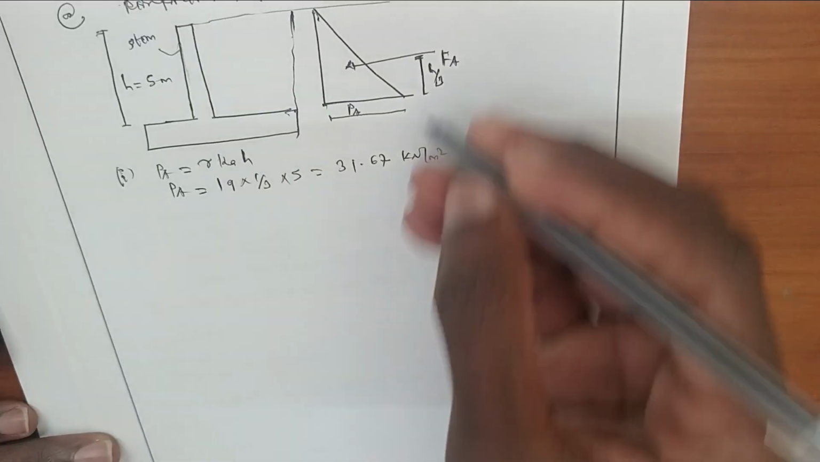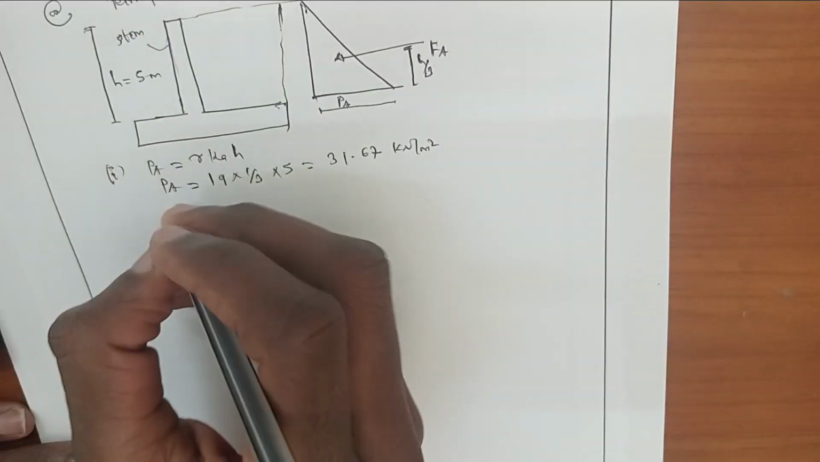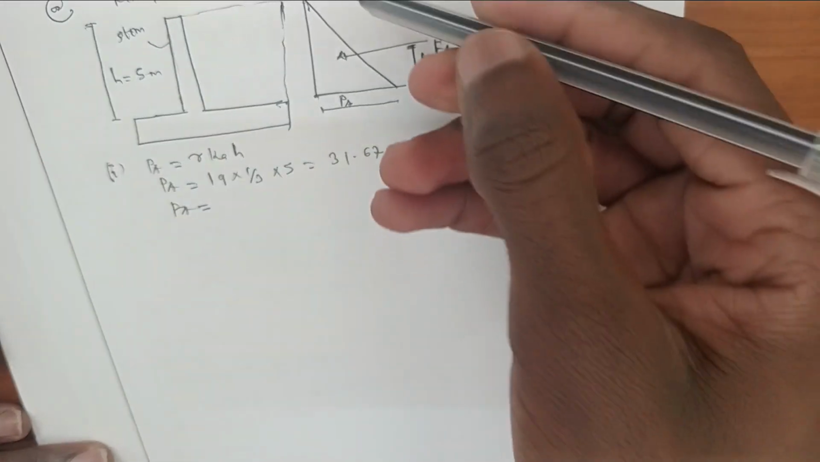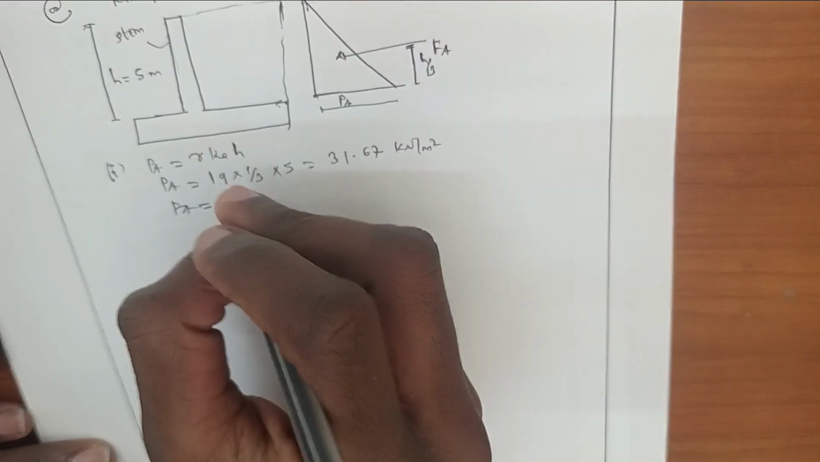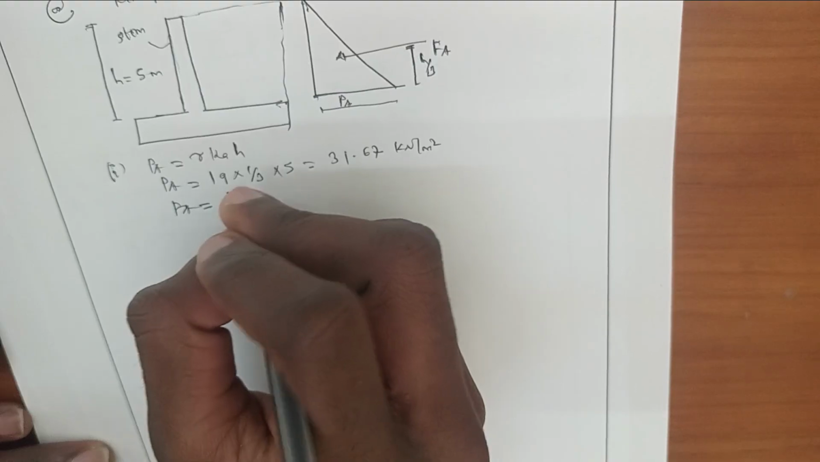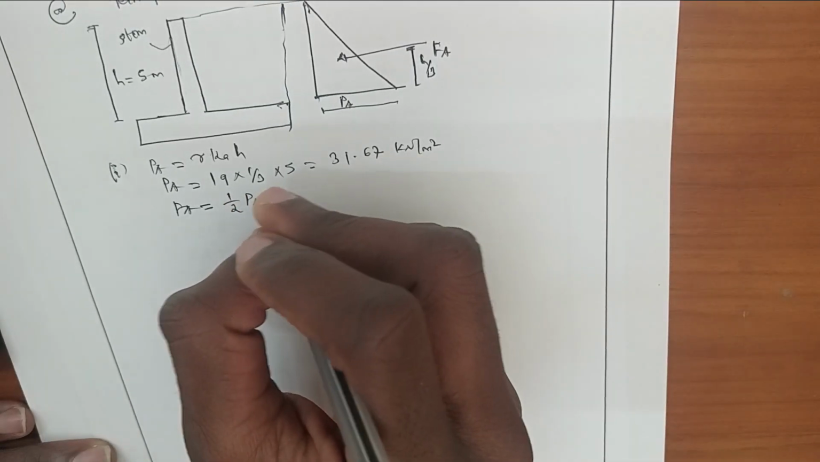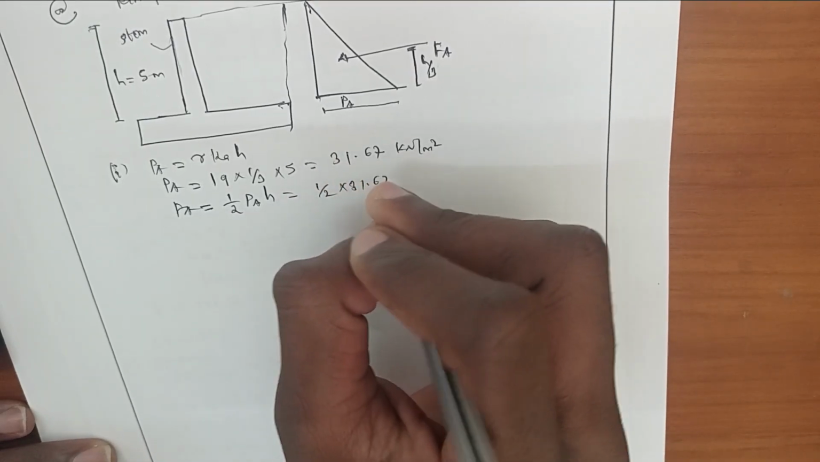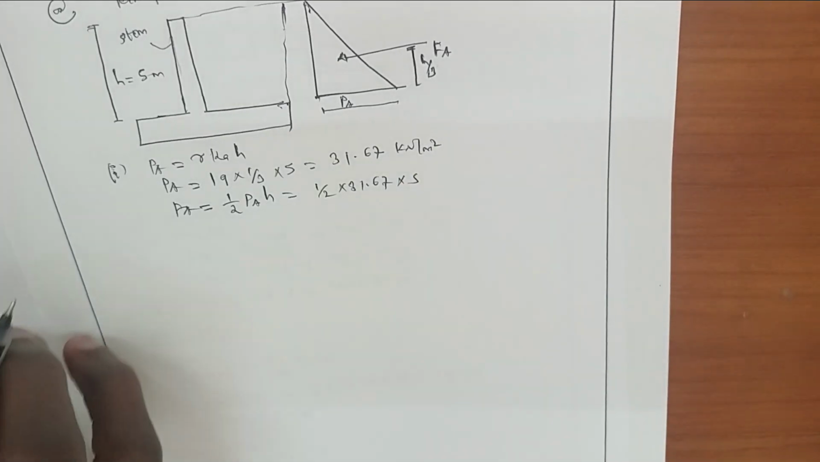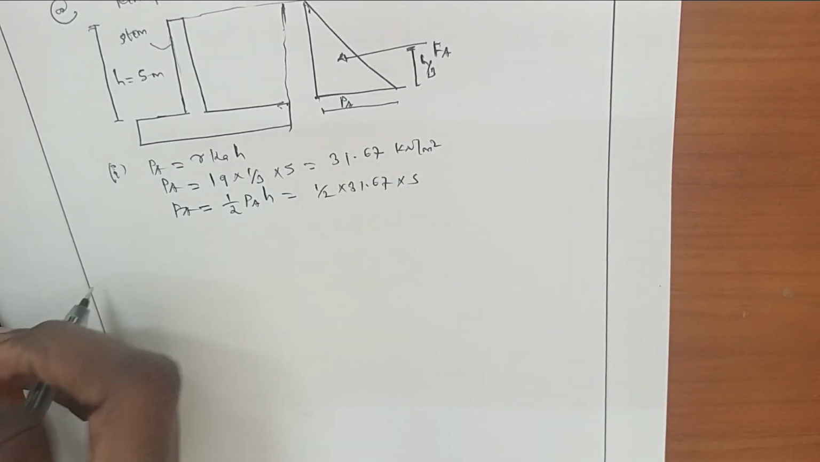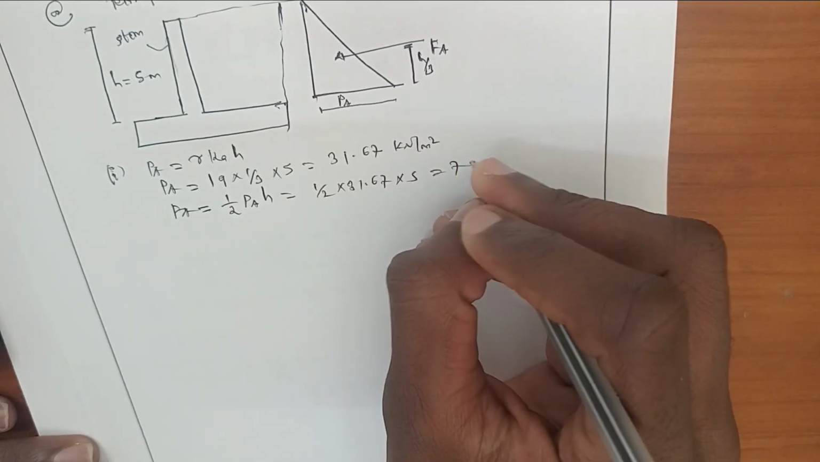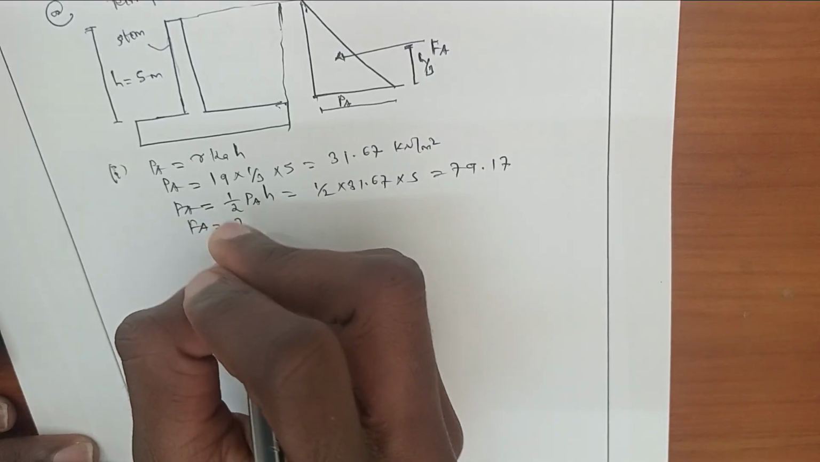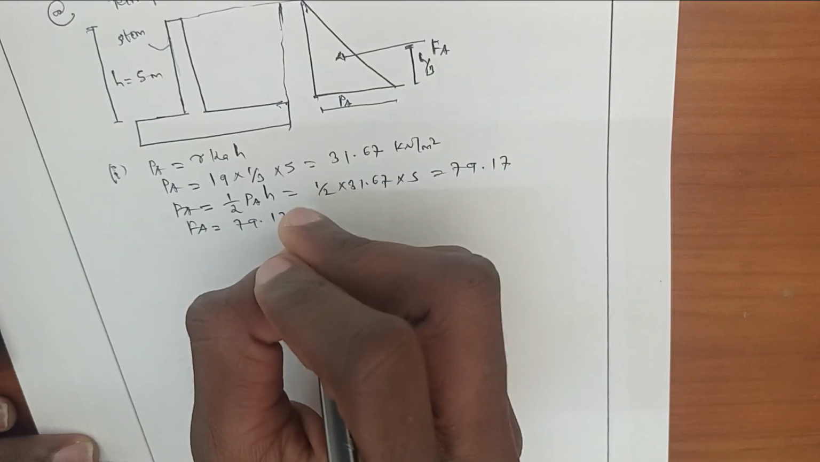The next, determine the horizontal force due to the soil pressure. The horizontal force is obtained by taking the area of this pressure diagram. Because it is triangular, it will be equal to a half times base, which is active pressure, times H. So it will be equal to a half times 31.67 times H, which is 5, times 0.5 times 5. It will be equal to 79.17. This is horizontal force, 79.17. This is kilonewton per meter.